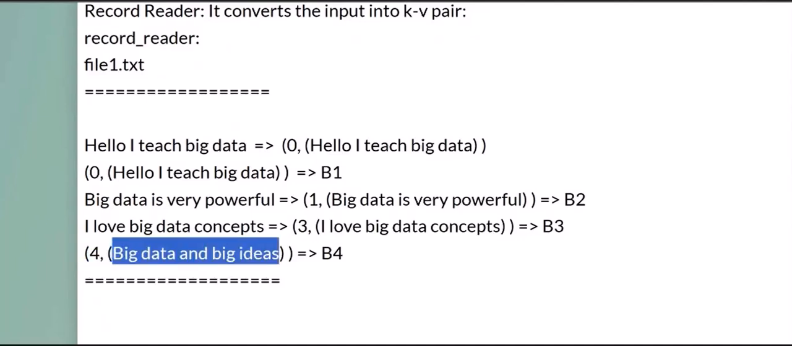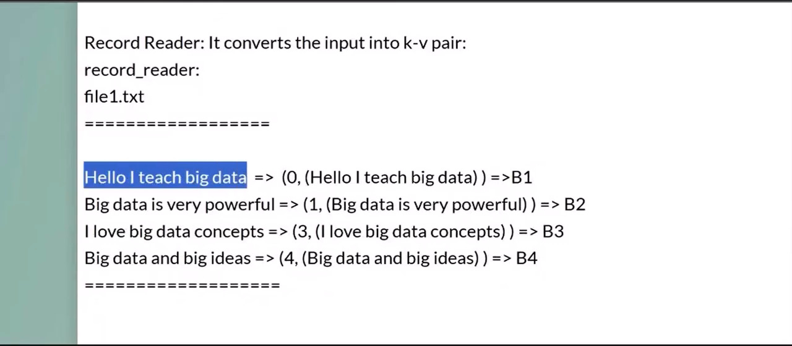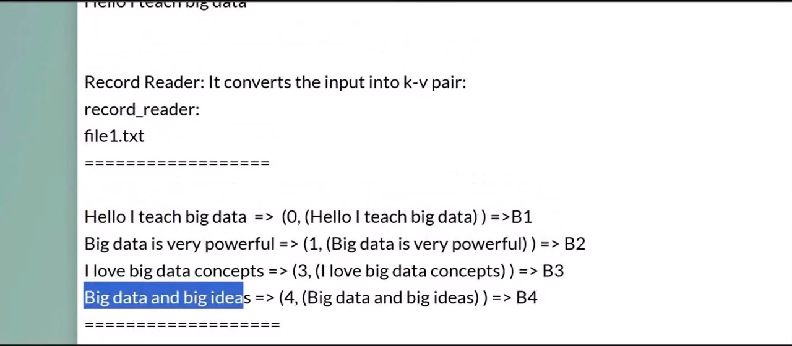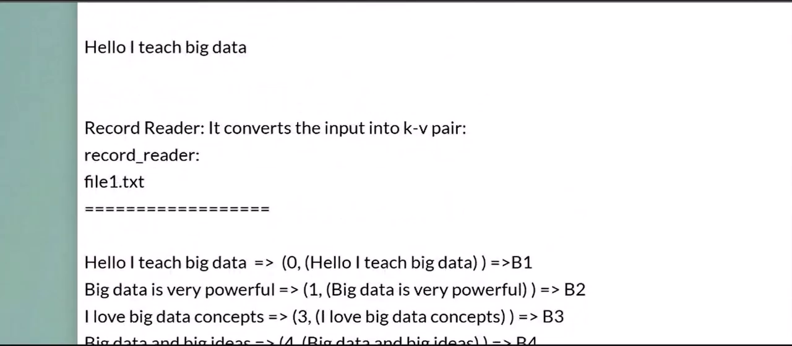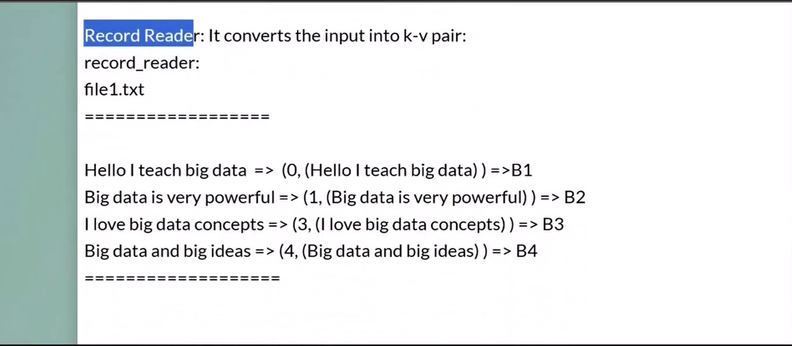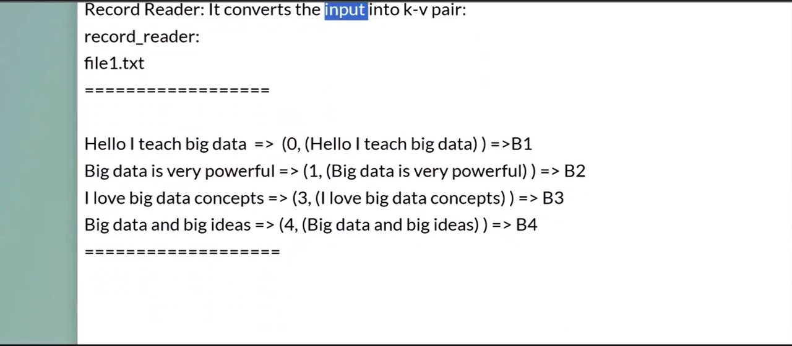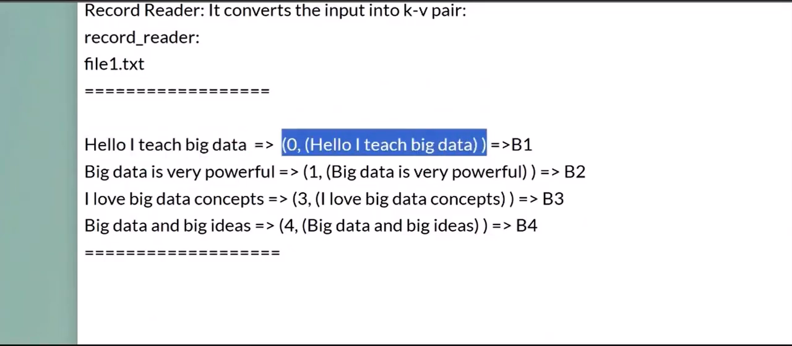And this would happen. So the records are sitting in block 1, block 2, block 3, block 4. Since it is our compulsion that mapper and reducer accept only key value pairs, there is a framework called record reader, and it converts the input into a key value pair so that this input is acceptable for mapper to do the initial activity.